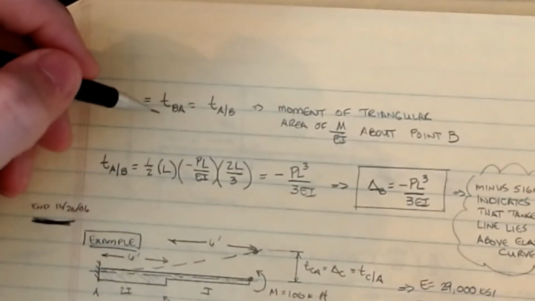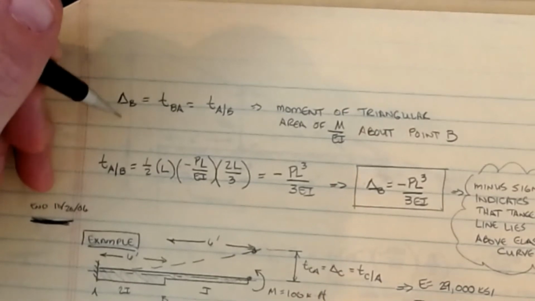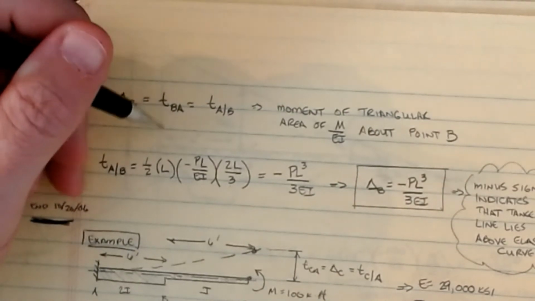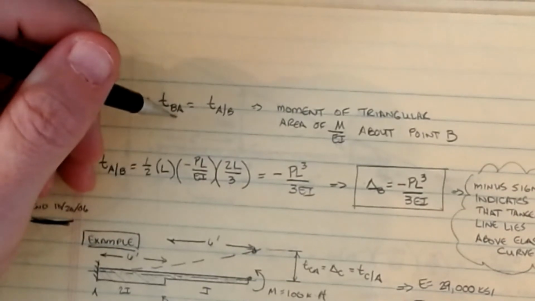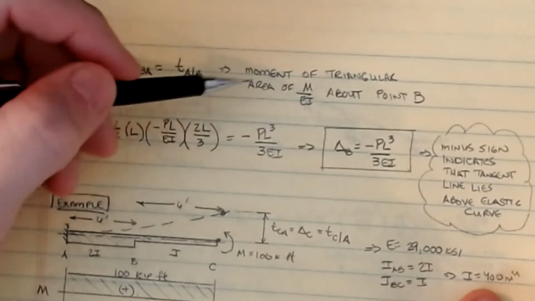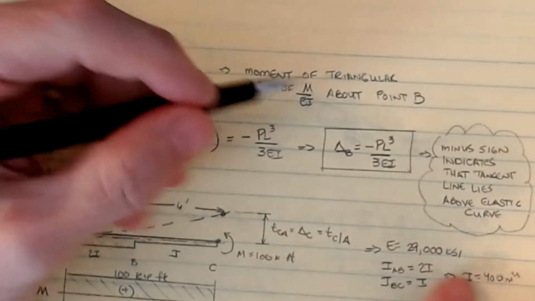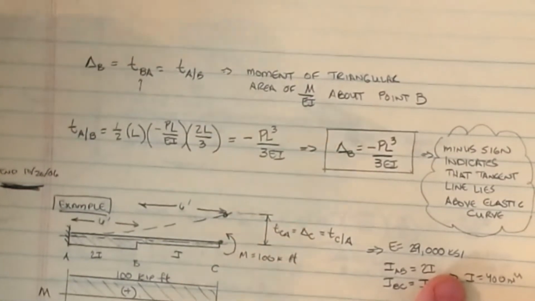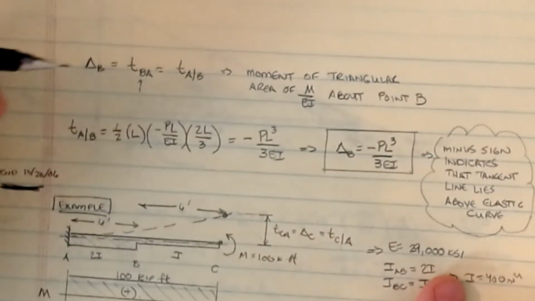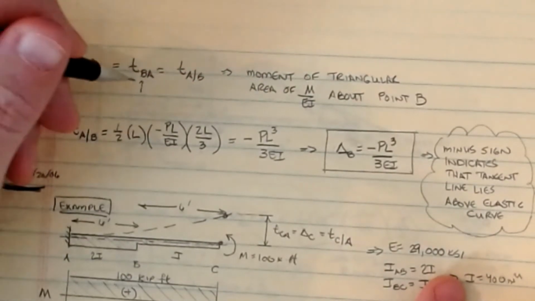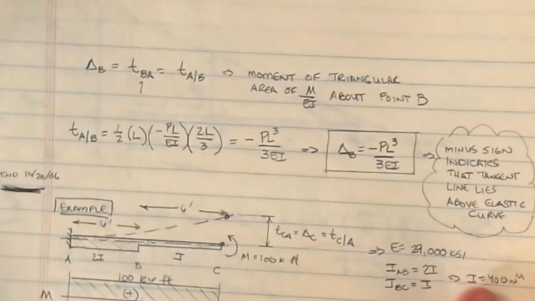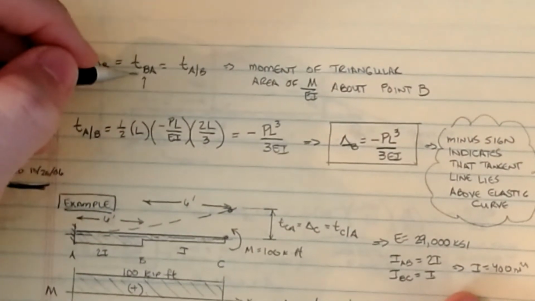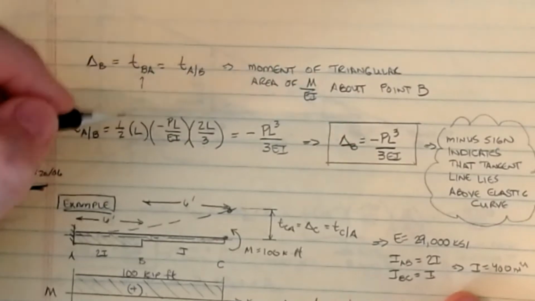All right, now we can look at calculating our tangential deviations. Again, the displacement at B is equal to the tangential deviation of B with respect to A. This is the moment of the triangular area of M over EI about point B. The point you're taking it about is the first letter. We're referenced at B, so all of our centroid calculations will be from the center of those areas to B. That's one of the reasons I like to write it this way: the first letter is the point you take moments about, and the second tells me the other reference point.